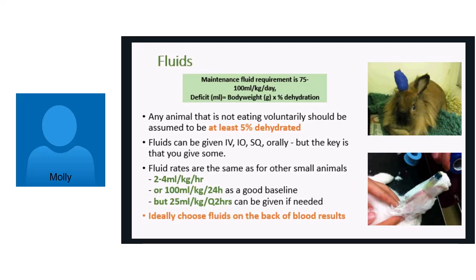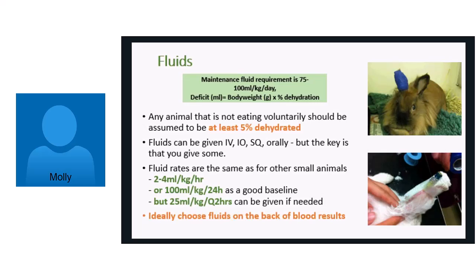We can give these fluids via various different access routes, and the fluid rates are fairly similar to most of our other patients. I tend to go with 2 to 4 mils per kilo per hour, or 100 mils per kilo per 24 hours as a very good baseline. But you can give 25 mils per kilo every 2 hours if you need to, if the animal is that unstable.